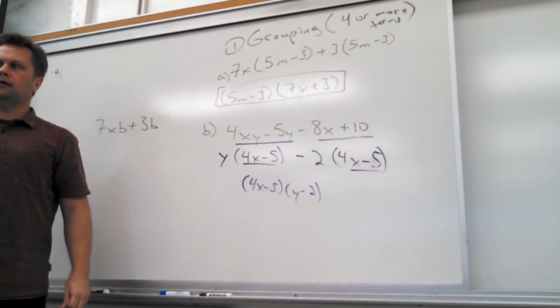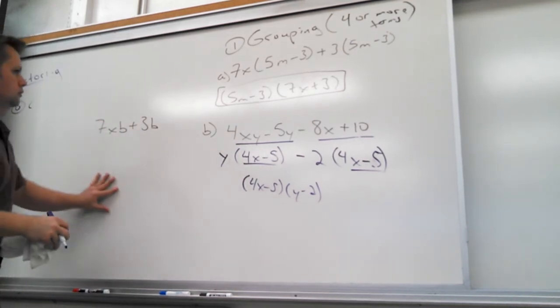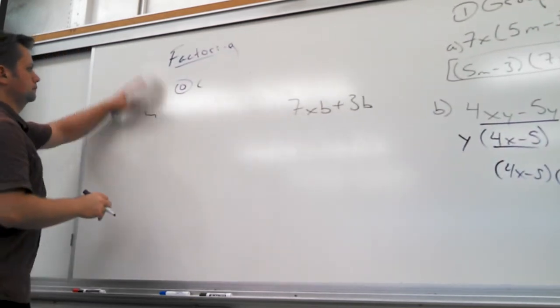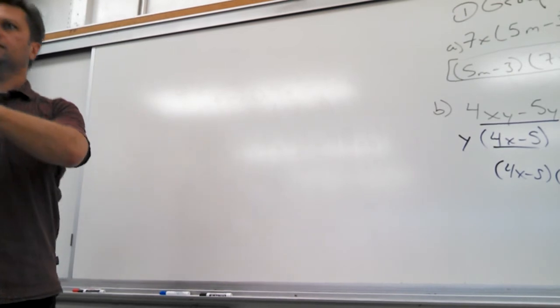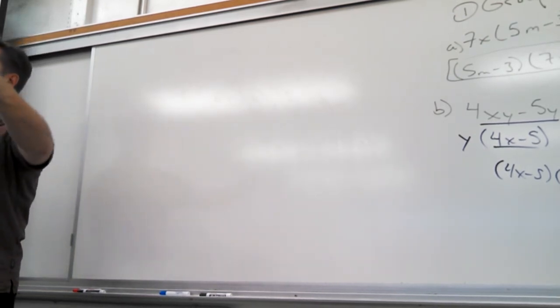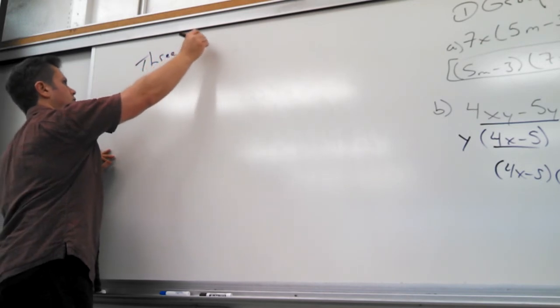All right, maybe. So what about if you have 3 terms? So the 0 step is GCF. The first step is grouping, if there's 4 or more terms. So what do you have? 3 terms. So 3 terms could start off nice.